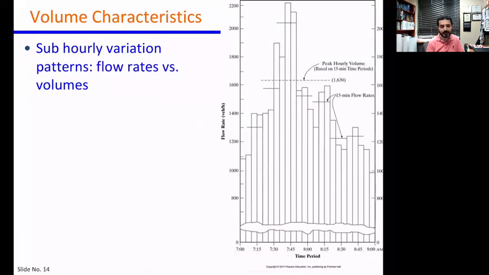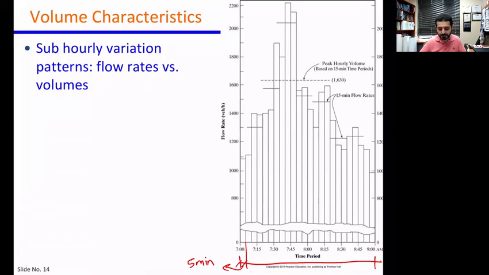Now, let's talk about the sub-hourly variation within the peak hour. For example, this graph shows a study of the volume for every 5 minutes, instead of every 15 minutes. You can see from 7 a.m. all the way to 9 a.m., and every little bar of this bar chart shows 5 minutes' worth of flow or volume.